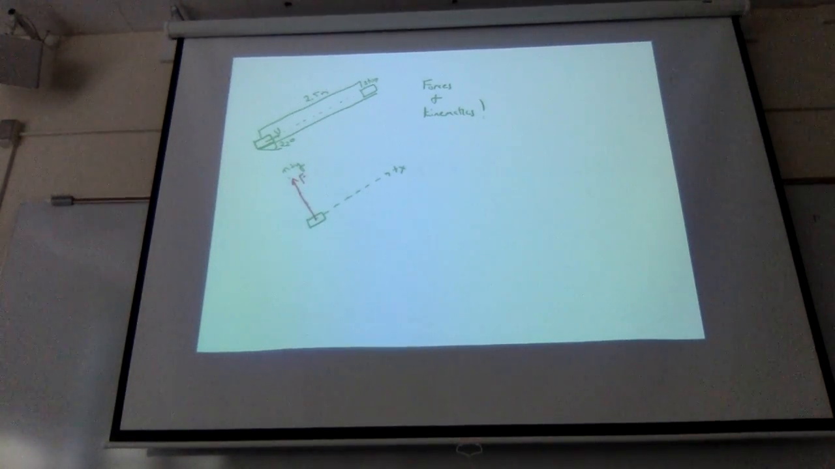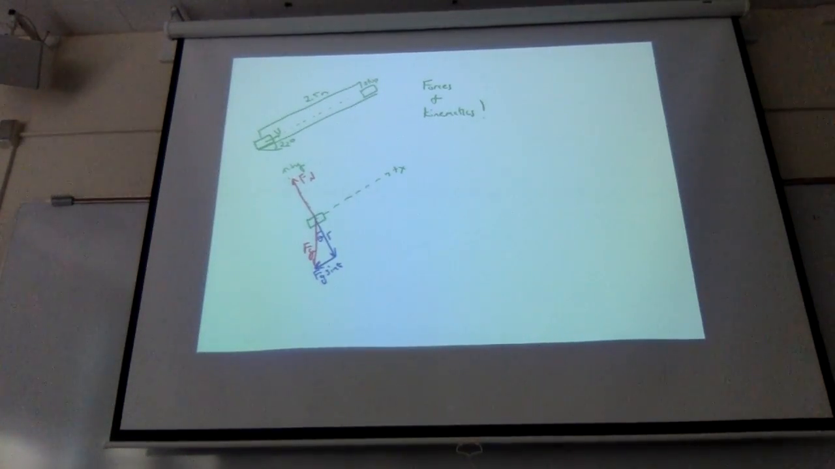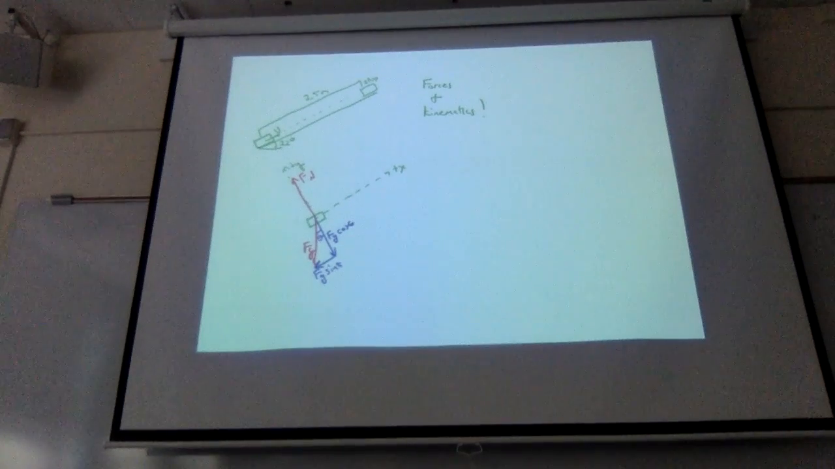We've got a normal force this way. We've got a gravitational force that points that way. And we know we can break that gravitational force up into components. So this will be theta, which is our 22 degrees. So this is Fg sine theta. Notice it points in the negative x direction this time. And this is Fg cosine theta.